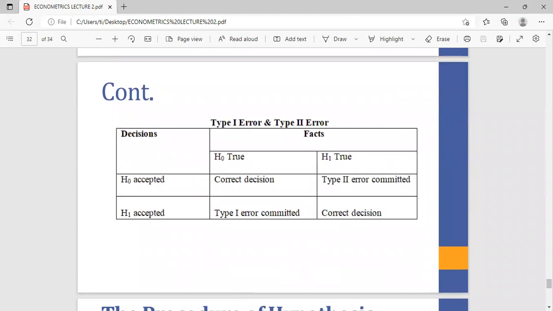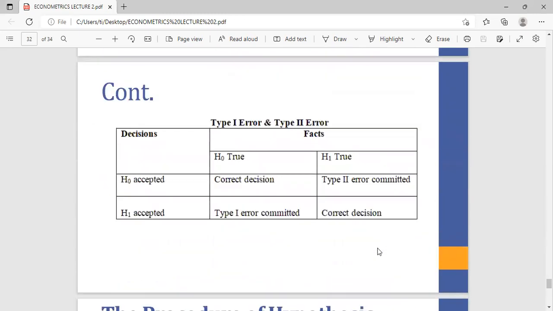And while conducting hypothesis testing, you may commit two types of error. This is the decision. If null is true and null is accepted, then you are making a correct decision. If null is true, however, the alternate hypothesis is accepted, then you are committing a type 1 error. Now, when the alternate hypothesis is true, however, null is accepted, then you are committing a type 2 error. If alternate is true and alternate is accepted, then you are making a correct decision. So these are the two types of error you encounter in hypothesis testing.